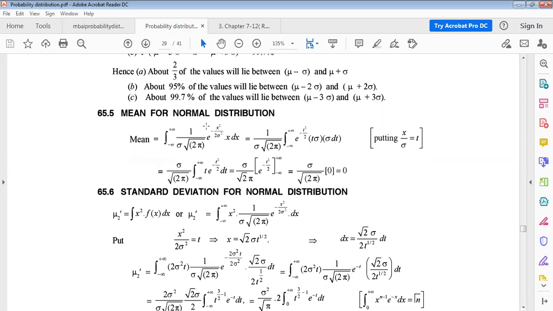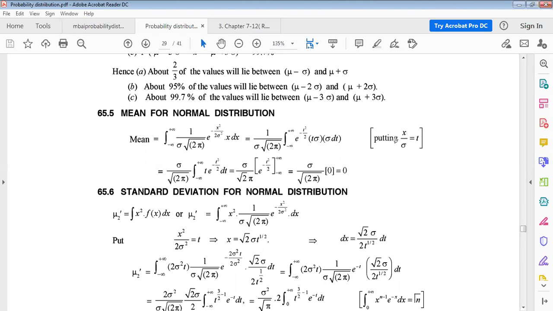And this f of x comes from what? The normal distribution probability density function: 1 divided by sigma root over twice pi, e to the power minus x square by twice sigma square. This can be written as 1 by sigma root twice pi e to the power minus t square by 2, if we consider x by sigma equals t. Then x equals sigma t.